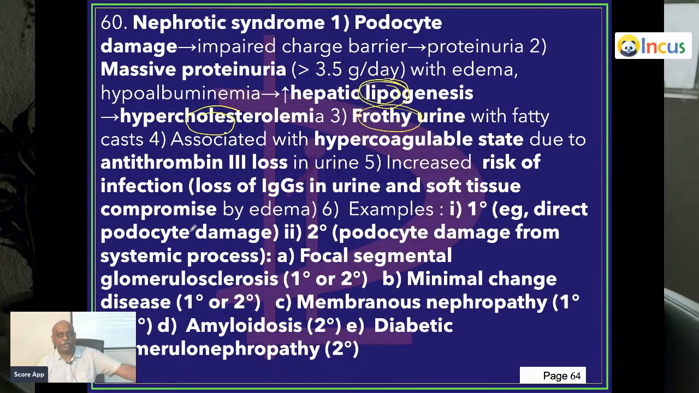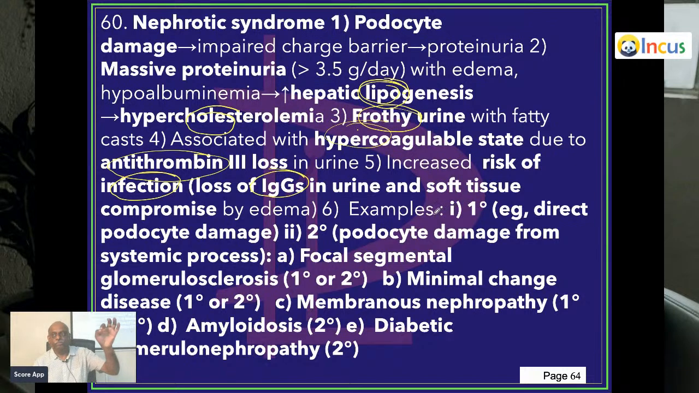Always, how do you identify proteinuria? Simple. When you are passing urine, is it forming that effervescence? If the patient says, sir, when I'm passing urine, there's a lot of effervescence like that surf, then frothy urine, proteinuria. There'll be fatty casts in the urine. And in nephrotic syndrome, they are constantly losing antithrombin 3, which is anti-thrombotic. That's the reason it is a hypercoagulable condition. There's an increased risk of infection because they are losing immunoglobulin G into the urine.